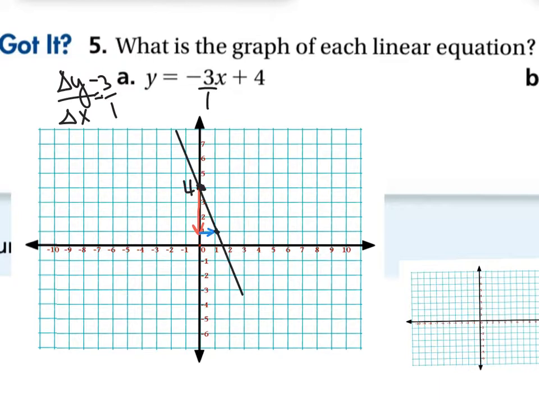But we just have to make sure that we've got the right points, because we don't have a safety net, so to speak. The other option is we could do a table.